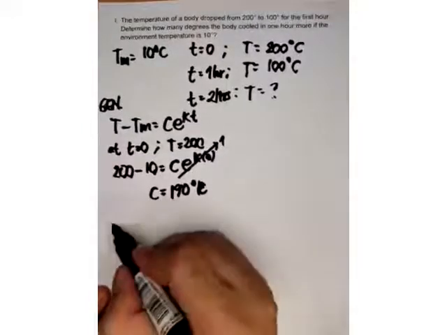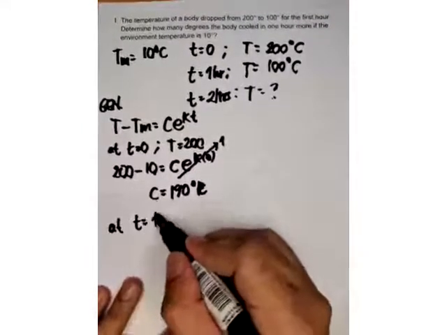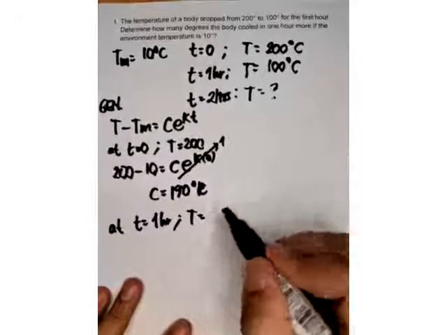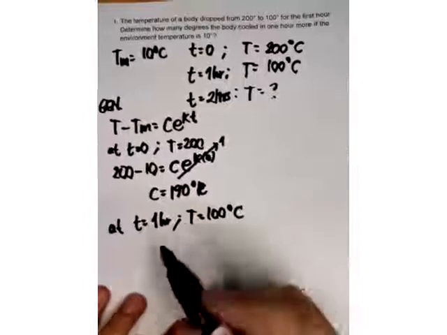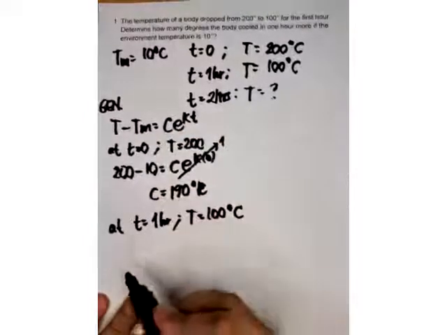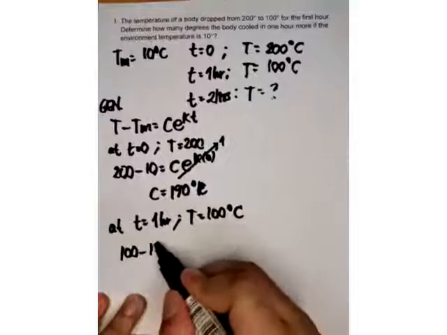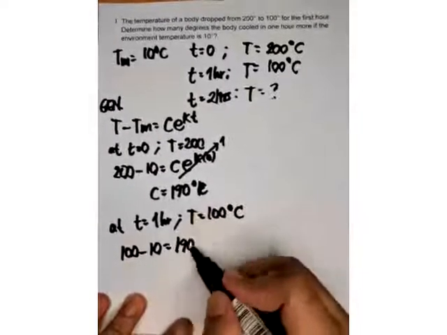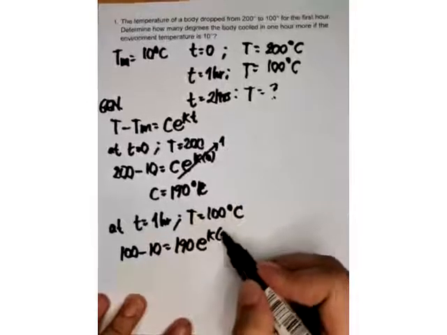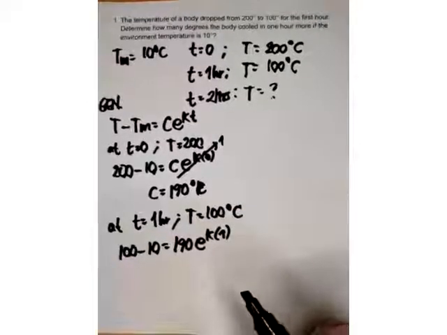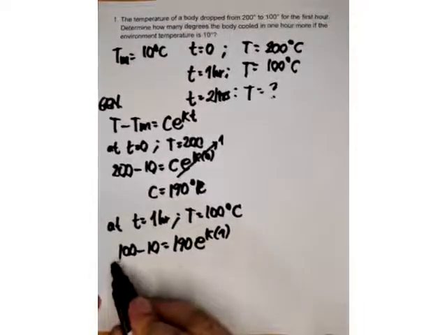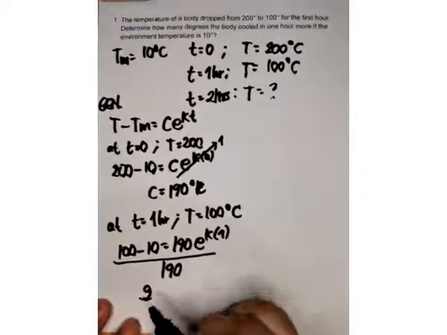Okay, now let's apply the second condition. At t equal to 1 hour, the temperature is 100 degrees Celsius. Applying it to our given equation, that's 100 minus 10 is equal to 190, our C, times e raised to K times 1. We will take e raised to k only, so let's divide the whole equation by 190. That's 90 over 190, so 9 over 19 is equal to e raised to k.